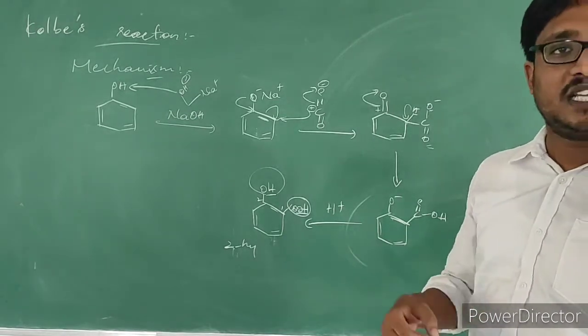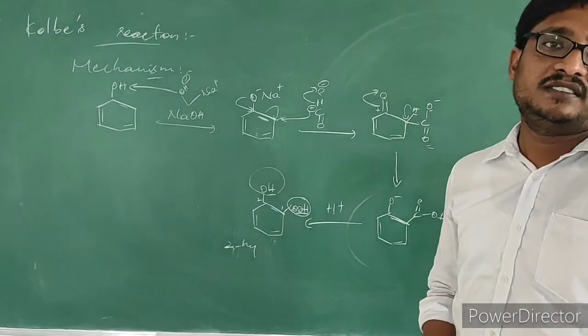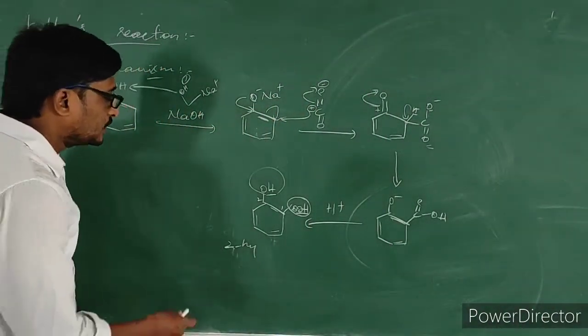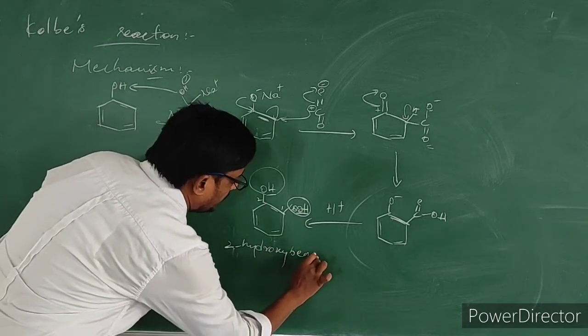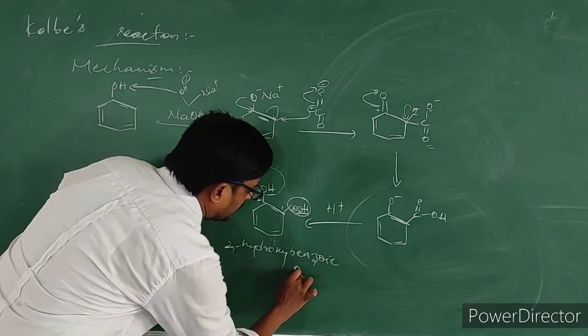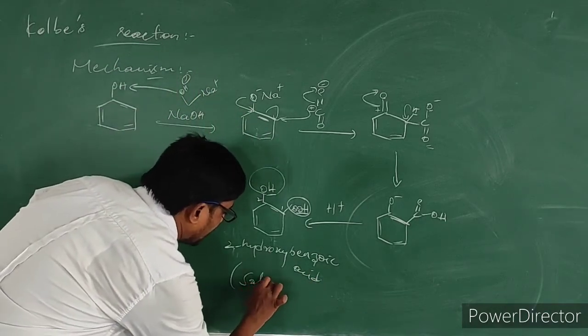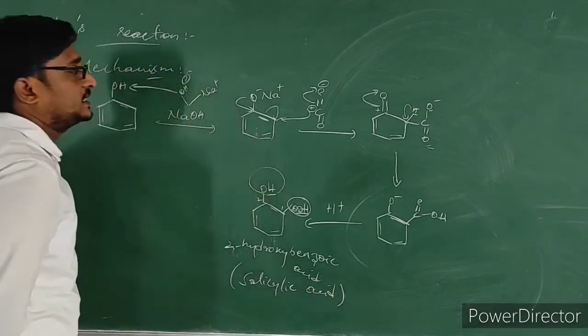If it is coming as a secondary functional group, then we need to use the word hydroxy as a prefix to the parent name. So nothing but 2-hydroxybenzoic acid. We generally call this salicylic acid. This is called salicylic acid.